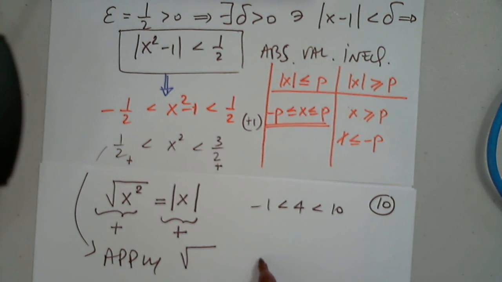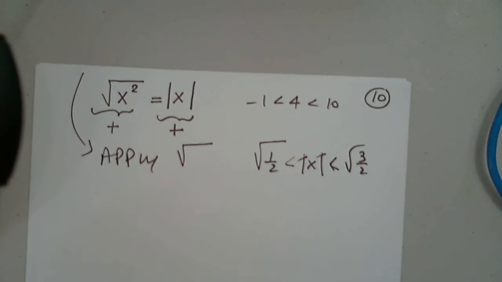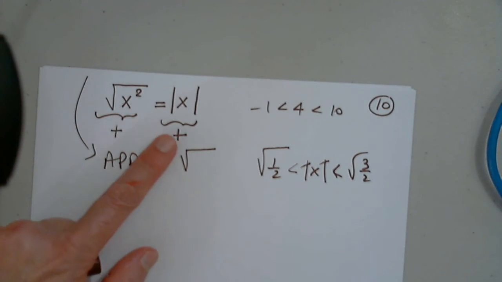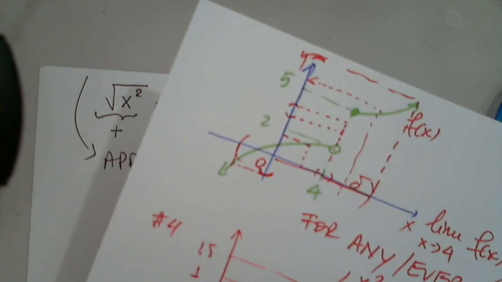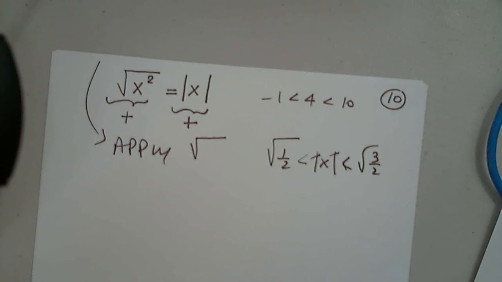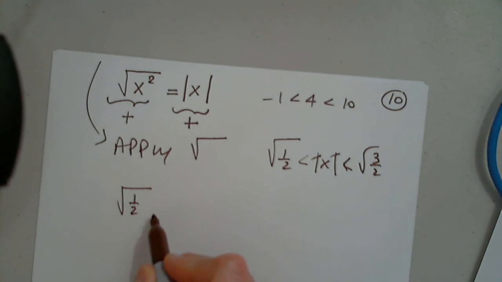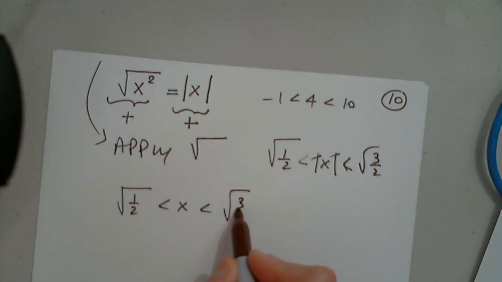The left-hand side will be the square root of 1/2. The middle has to be this, right? The absolute value of x. And the right-hand side, the square root of 3/2. You can say, but since these are positive, you can omit the absolute value. Yes, I agree. But in general, I want you to remember the square root of x squared is the absolute value of x, unless we know for sure that x is positive. Okay, so then our inequality now is the square root of 1/2 less than x less than the square root of 3/2.